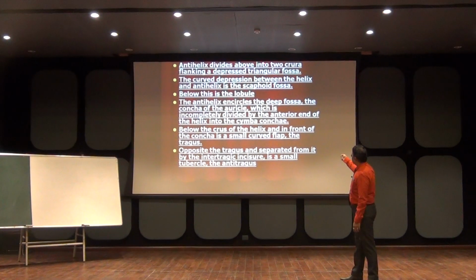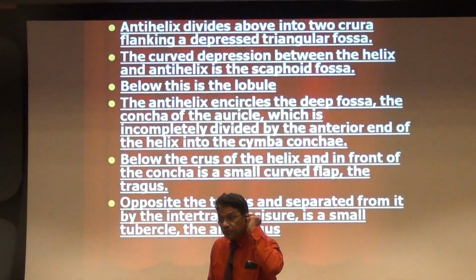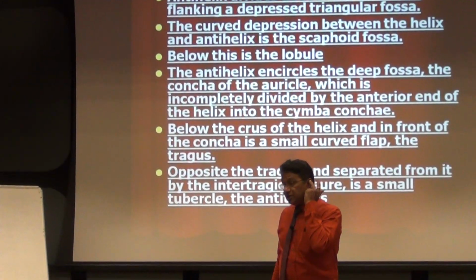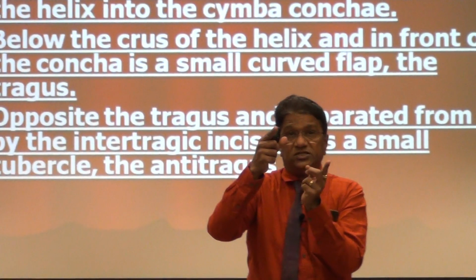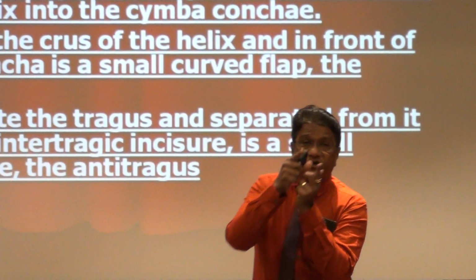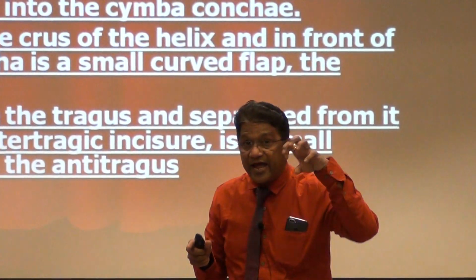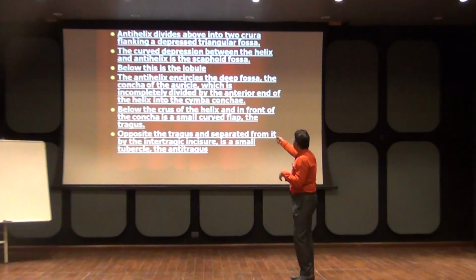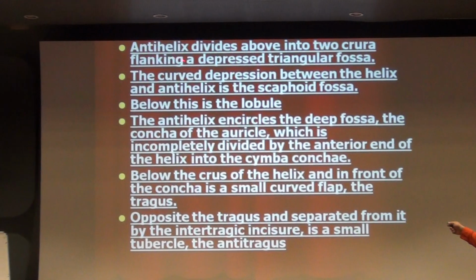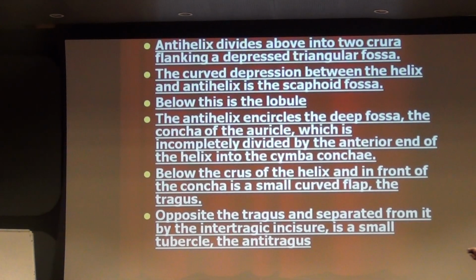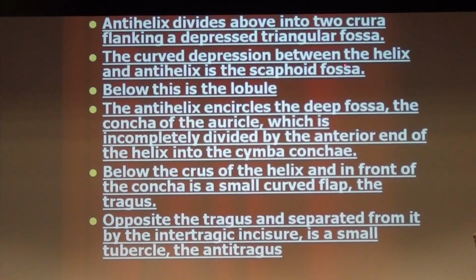Now, this antihelix has two ends, a superior end and an inferior end. The superior end divides into two crura. These two divisions are known as crura. Now, these two divisions convert this elevated part into a triangular fossa. So, there is a triangular fossa. The antihelix divides above into two crura, flanking a depressed triangular fossa. The curved depression between the helix and antihelix is the scaphoid fossa.